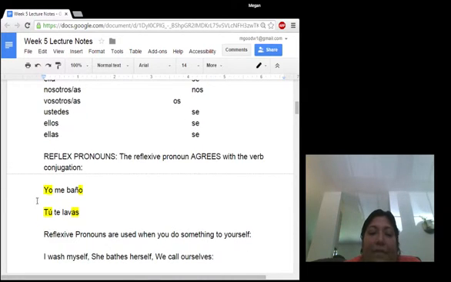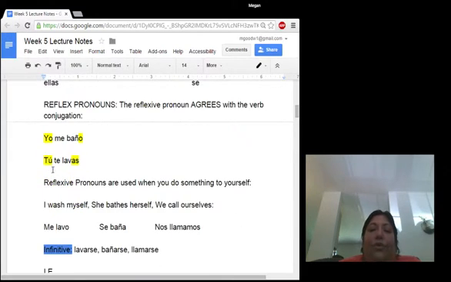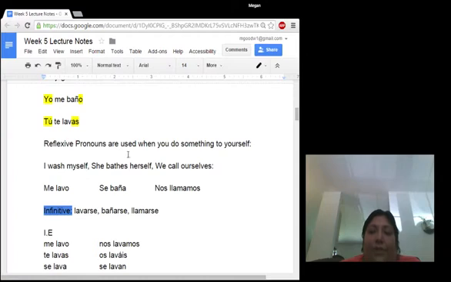So you have yo me baño. So see that baño agrees with yo and me as well. You also have tú te lavas. See, the lavas is in the tú form. You have your tú subject pronoun, and te is your reflexive pronoun. Reflexive pronouns are used when you do something to yourself.